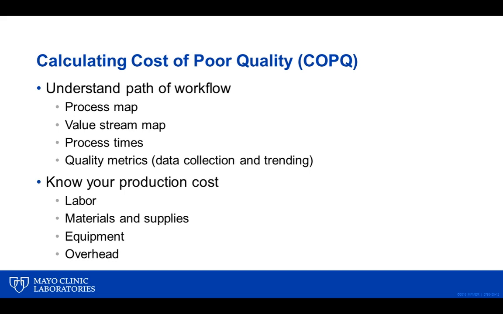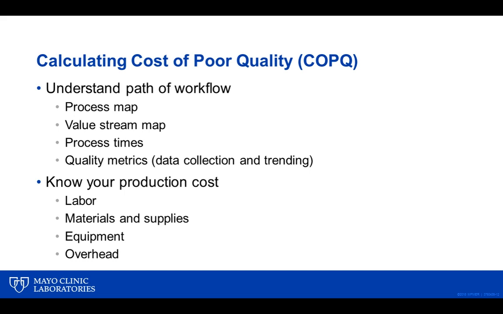Before you can go into calculating the cost of poor quality within your lab, first of all you have to understand your work. So you have to understand the path of workflow. How do I get my supplies? What is the process that I need to go through to provide this result, and who is the customer of this result? You can do this by coming up with a process map or value stream map, because these maps allow you to see the path of workflow, what gets done at what stage in this process.